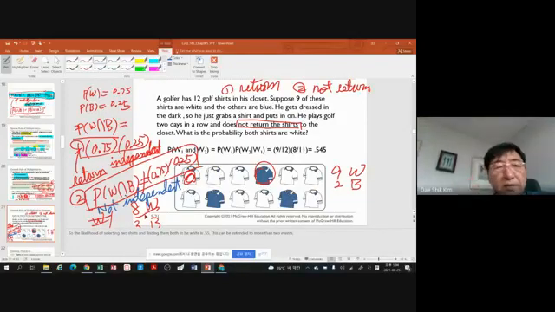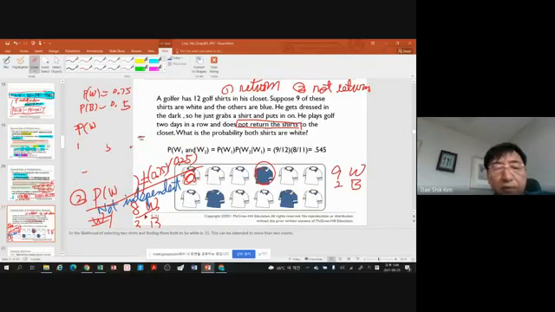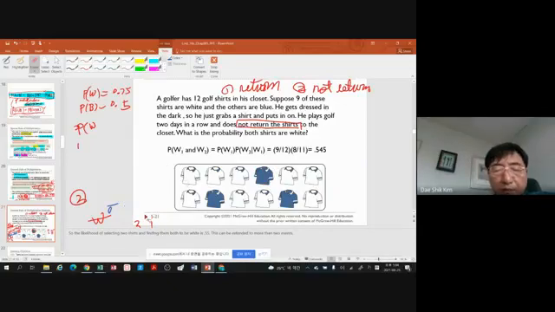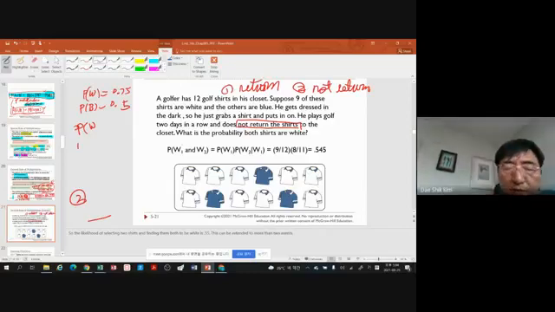Okay, so you need to understand what the meaning is. If you say do not return, then on the first day, W1, let's assume you have chosen a white shirt. And on the second day, you have another one, and the second day is also white. So it is equal to P(W1) times P(W2) given the first day you have W1, white one.